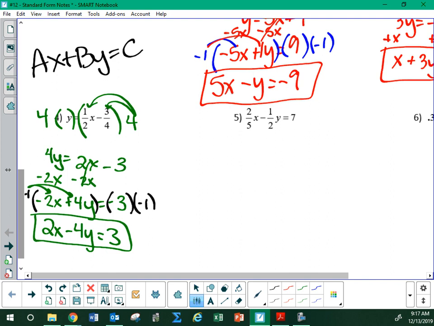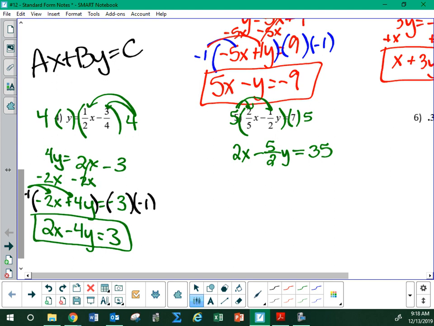Yes. Alright, so number 5, we have two fractions. Again, we want to start off with the larger number. So what's my larger denominator, 5 or 2? 5. So let's multiply both sides by 5. And again, we have to distribute, so I get 2x. Now when we multiply here, we still have a fraction. Use your calculator to help you out with that, but you still have a fraction. That's okay, we'll deal with it. And then we get 30.